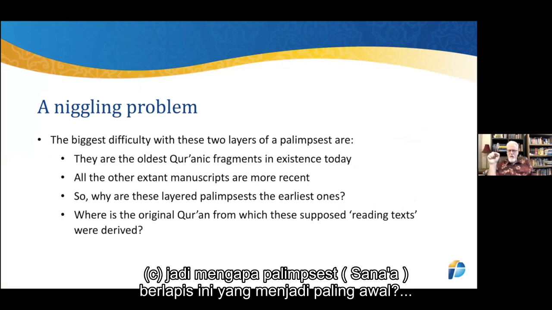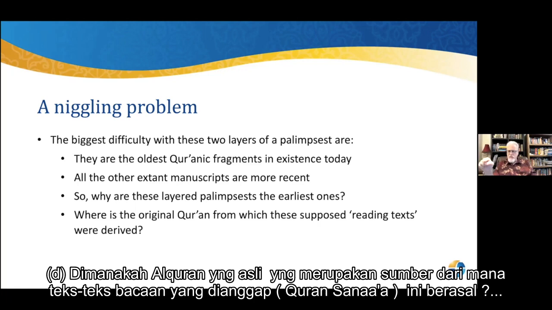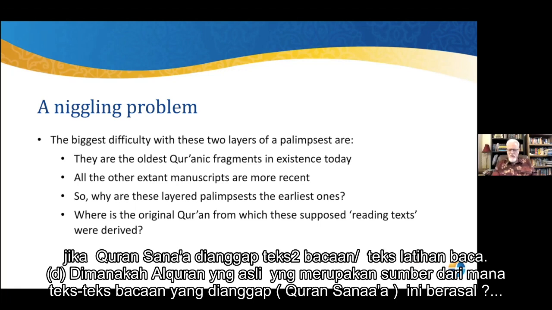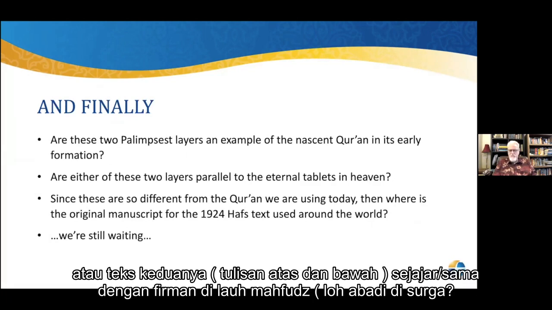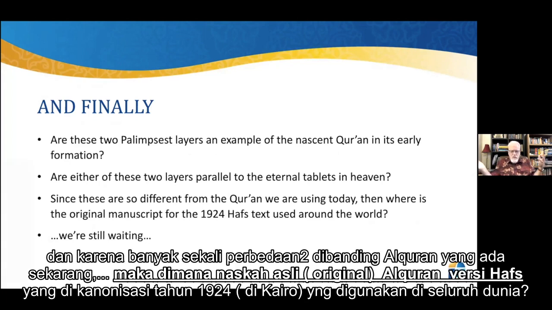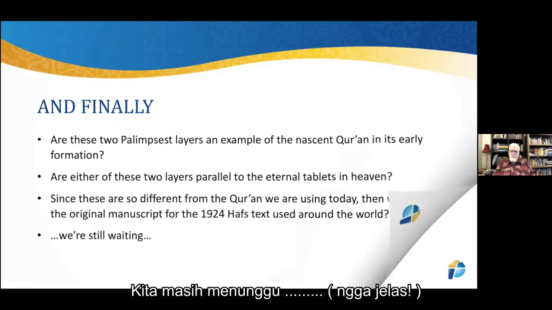So why are these layered palimpsests the earliest ones? Where is the original Quran from which these supposed reading texts were derived, if they are reading texts? And finally, are these two palimpsest layers an example of the nascent Quran in its early formation, or is either of these two layers parallel to the eternal tablets in heaven? Since there is so much difference from the Quran we are using today, where is the original manuscript for the 1924 Hafs text used around the world? We're still waiting.